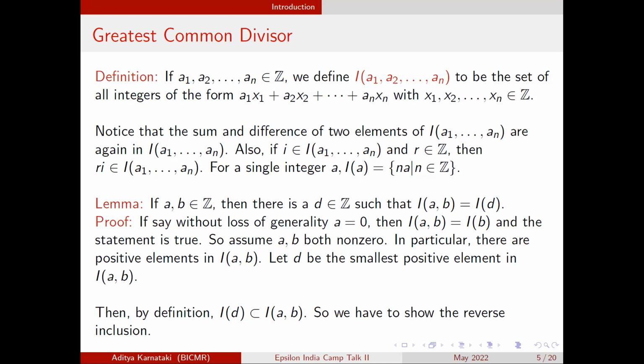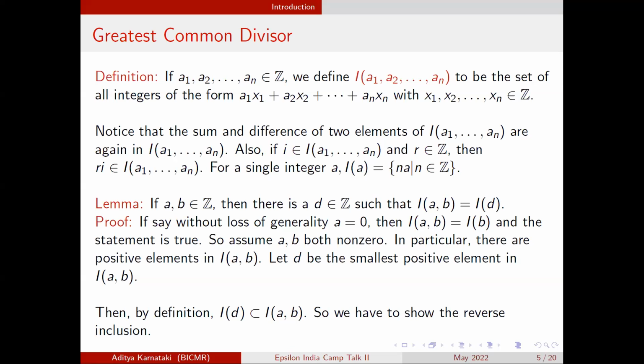I chose the notation D for a reason, that this D must be the D that I want. Otherwise, it doesn't make any sense. So we have to show the reverse inclusion, that anything in I of AB is a multiple of D. If I want to show that two sets are equal and one of them is contained in the other, then I can prove that both are equal by showing the reverse inclusion.